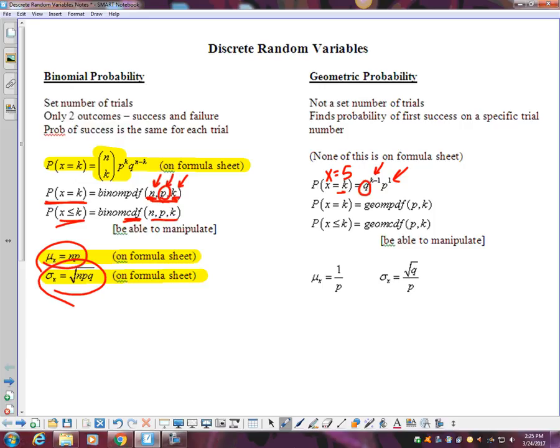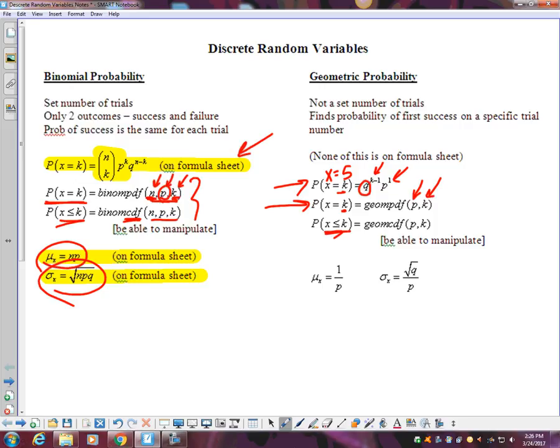When you do geometric PDF, which finds the same thing, you're going to use this on a free response. You're going to use this on a multiple choice. On free response, you have to show the formula and show your work. Same thing over here. You're going to use this on a free response, but you're using those calculator functions on the multiple choice. If I want the probability that I make my first basket on the 5th try, it's just the probability that I can make a basket, and then I'm going to put a 5 right there.